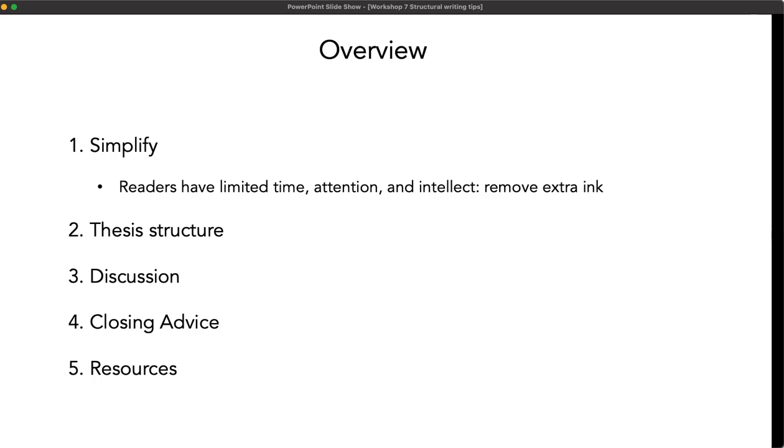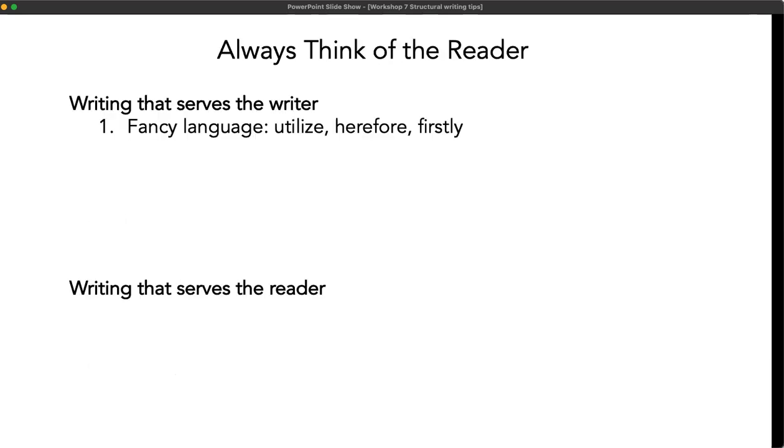Okay, so I'm going to talk today a little about simplification, a little about thesis structure, and some figures and tables, and then talk about the discussion. I want to give you some examples of writing that serves the writer more than it serves the reader.